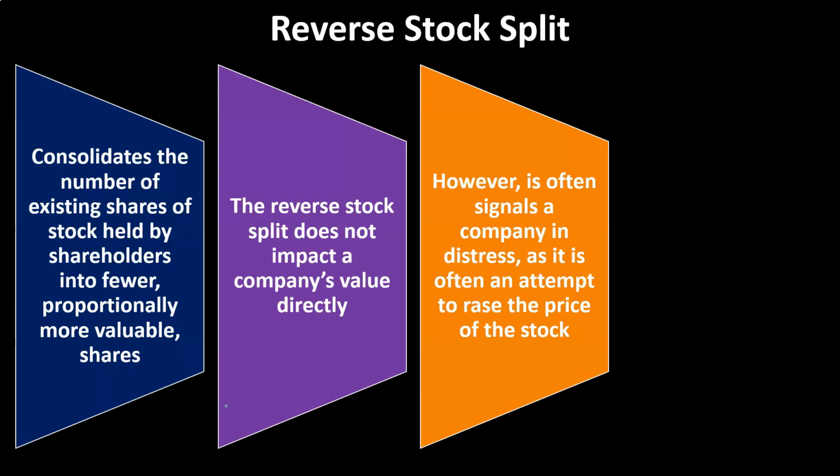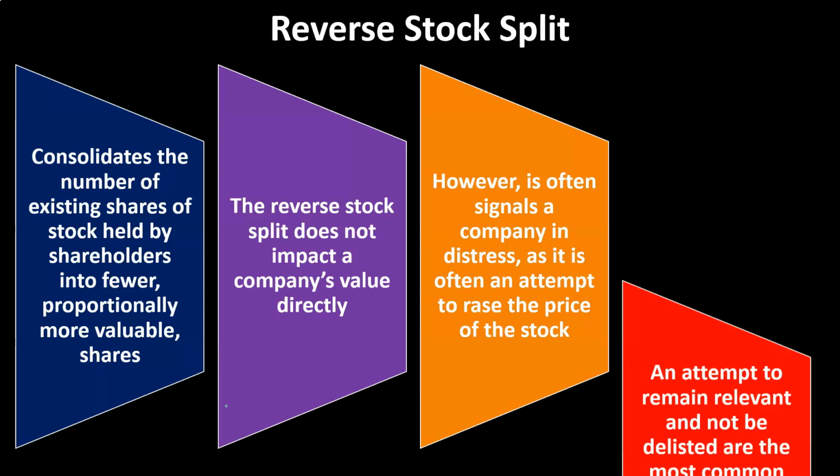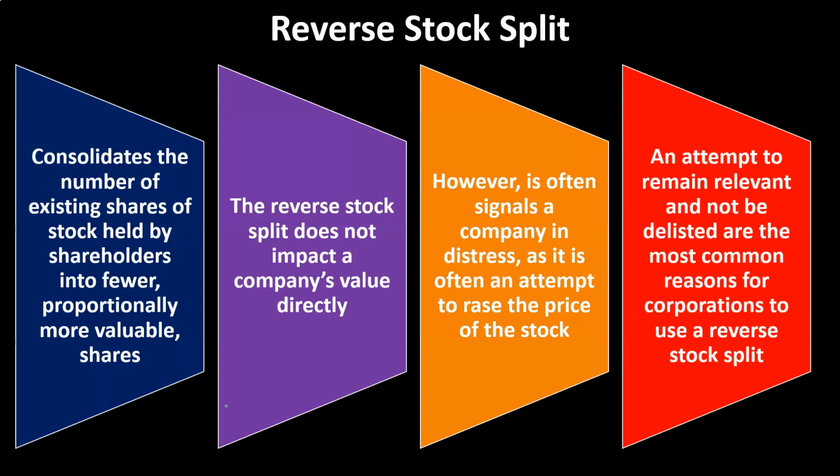However, it often signals a company in distress, as it is often an attempt to raise the price of the stock. So clearly they're trying to raise the price, which is not, if you're trying to lower the price to get it to that marketable point, that seems like a kind of a good thing. If you're trying to raise the price, then it seems like you shouldn't have to do that. Could be a negative indicator. An attempt to remain relevant and not be delisted are the common reasons for corporations to use a reverse stock split. So if the price goes down too much, if you go over whatever the regulations are for the market to be listed, then of course that could force you into that situation of needing to do the reverse stock split.